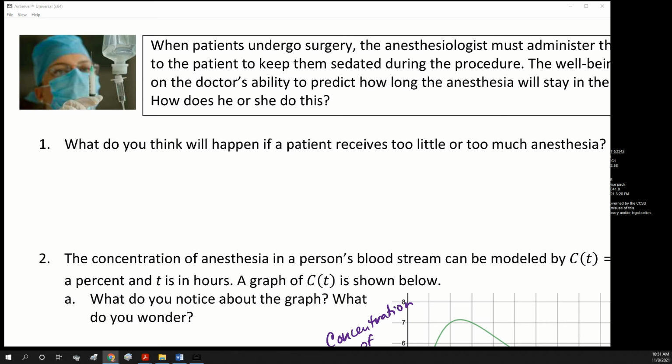All right. So, what do you think will happen if a patient receives too little anesthesia? Yeah, they might wake up during surgery. Or too much? What do you think? They could die. They could have a hard time waking up.